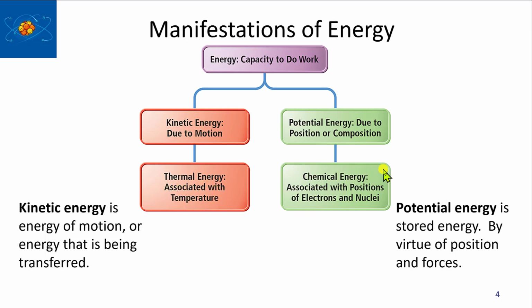Now, chemical energy, we really haven't got a good foundation of what chemical energy is yet, but it's really actually associated with the positions and attractions of electrons and nuclei of atoms. So, kinetic energy is energy of motion or energy that is being transferred, and potential energy is stored energy by virtue of position and forces of attraction or repulsion.